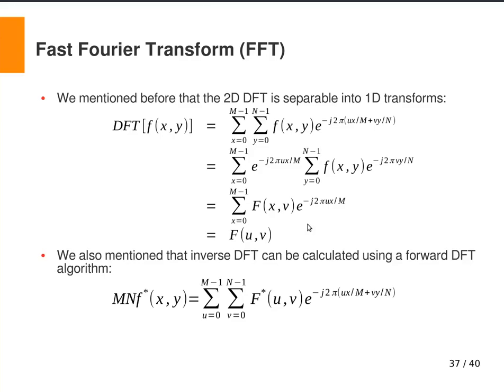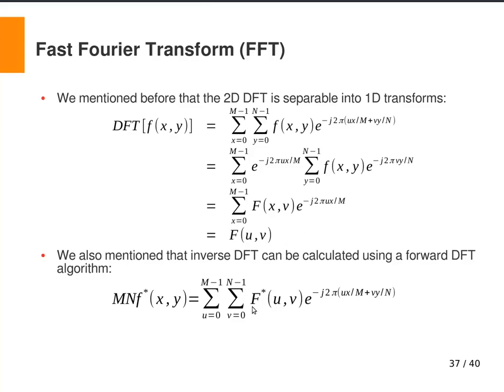Going from a 2D kernel to 1D kernels significantly reduces the amount of calculation that we need. This is something that you saw before in the last chapter when we were talking about separable kernels in the spatial domain as well. Another nice property of the discrete Fourier transform is that we can use the same algorithm that we designed for the forward discrete Fourier transform to perform the inverse discrete Fourier transform too.